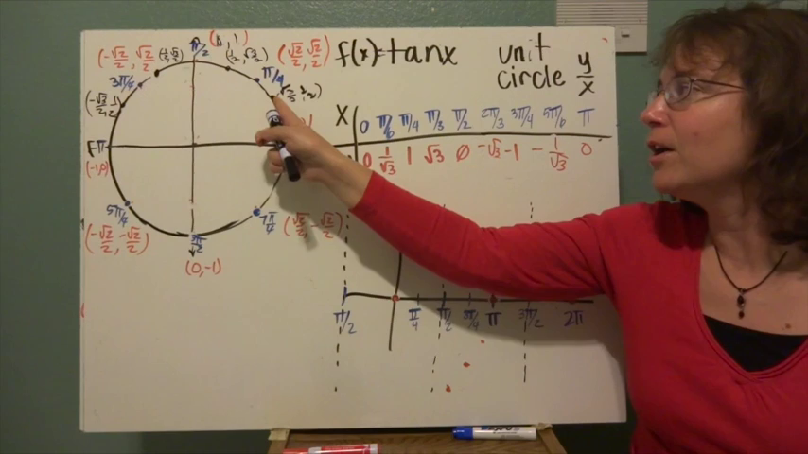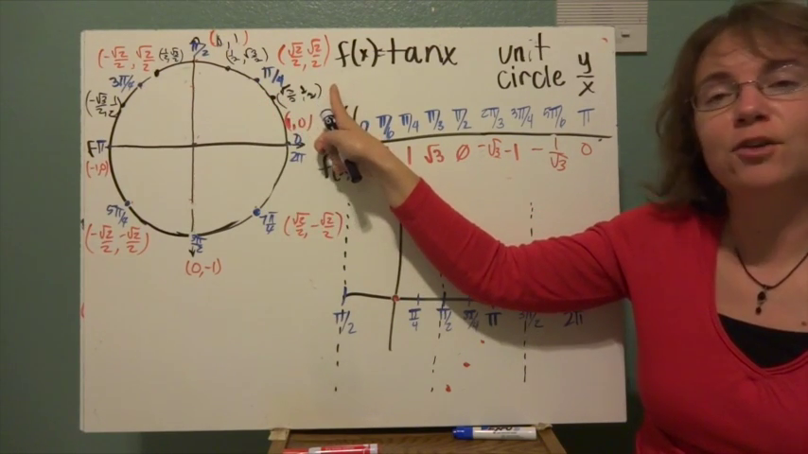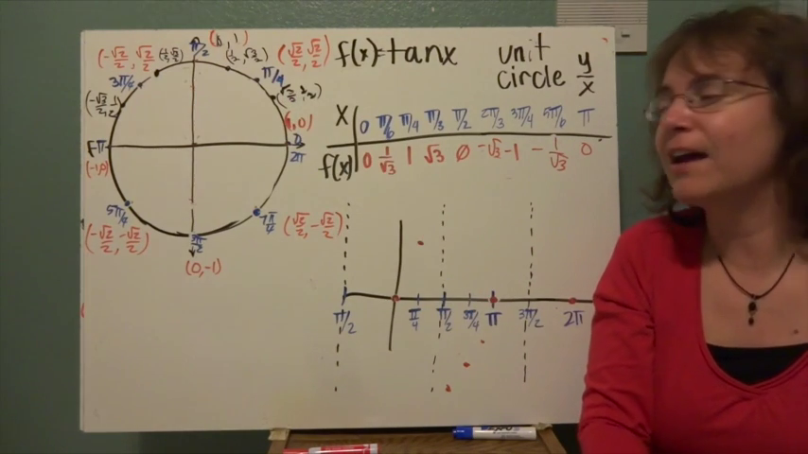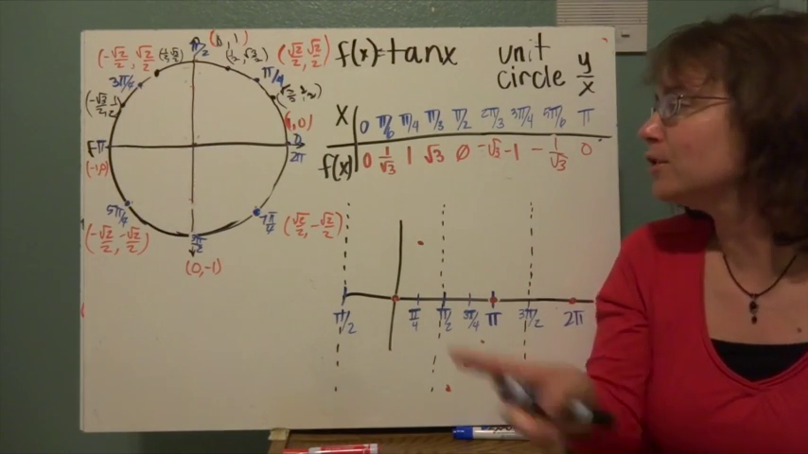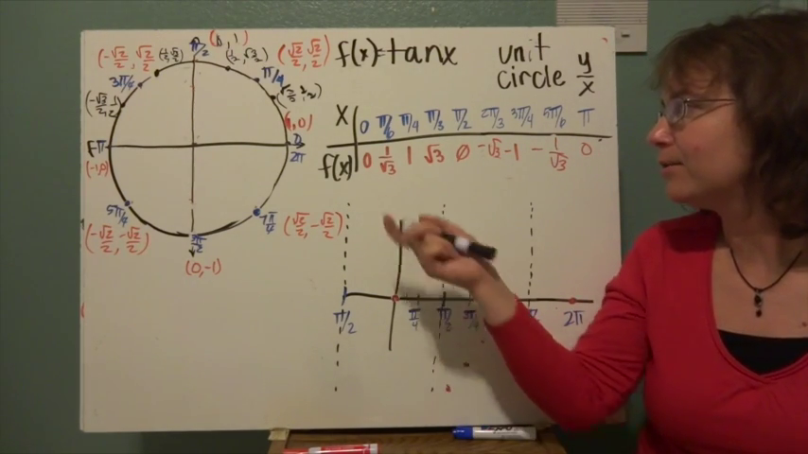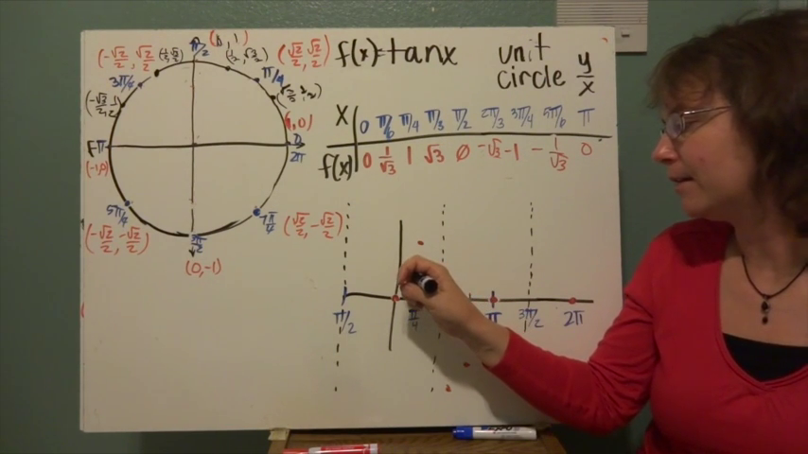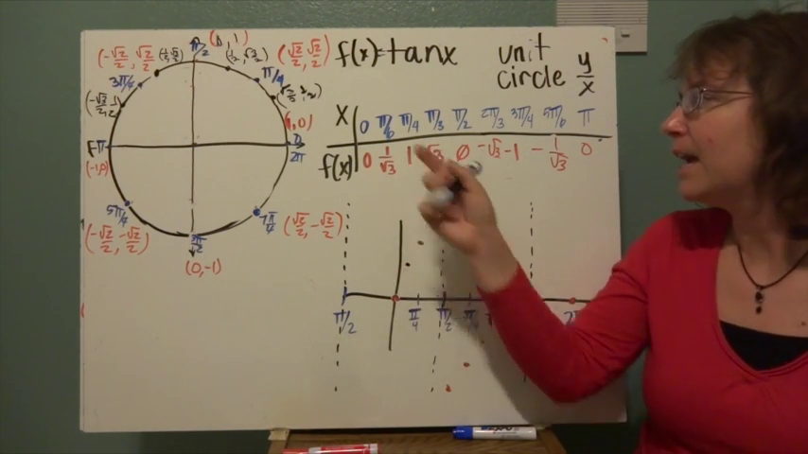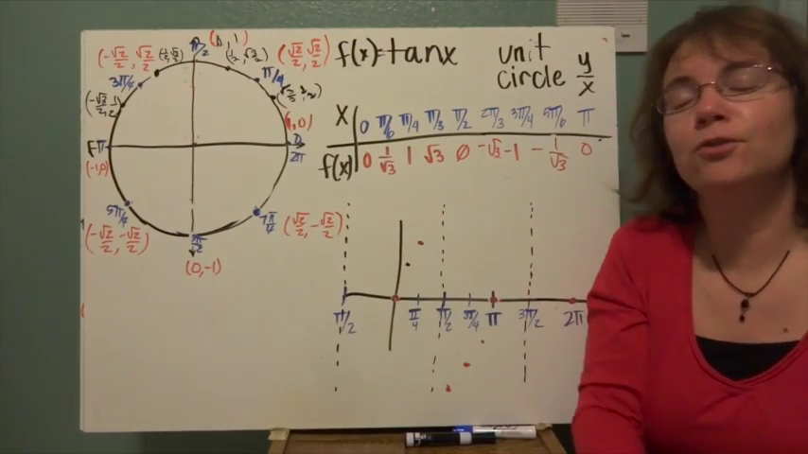So then if I move on over here to, let's say, pi over 6, I'm going to take my y value, 1/2, over my x value, rad 3 over 2. 1/2 over rad 3 over 2 is just 1 over rad 3. So I can plot my value there if I want to. It's in between these two. Just about there. And then here, pi over 4, I just have rad 2 over 2 over rad 2 over 2.